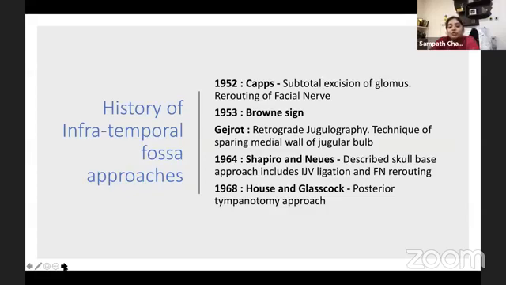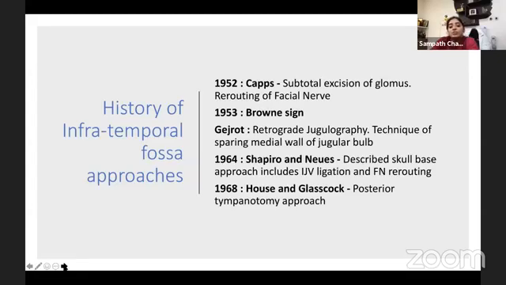Coming to Gejrot, who did retrograde jugulography study of the jugular bulb as well as the jugular vein, he used many techniques like closing the jugular bulb, closing the internal carotid artery, and using Surgicel to control the bleeding. Along with that, he also used one technique very importantly, which is followed till now: the sparing of the medial wall of the jugular bulb, because it encompasses the lower cranial nerves.